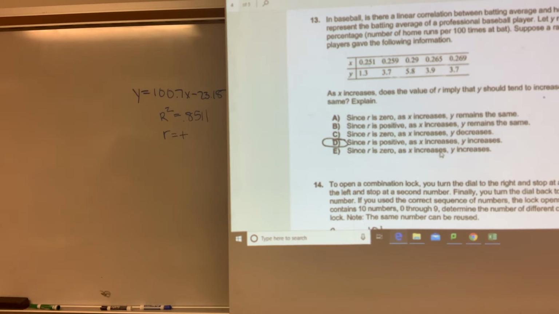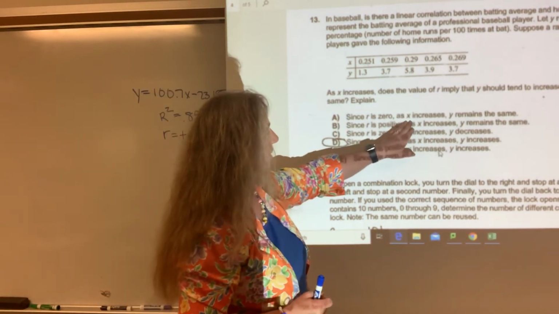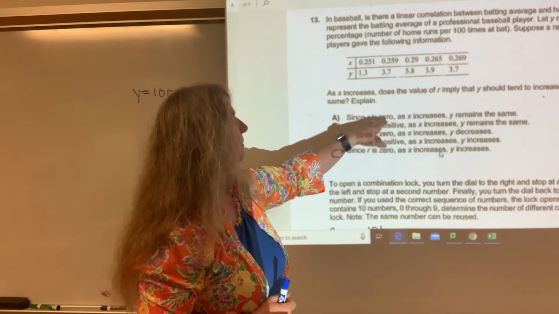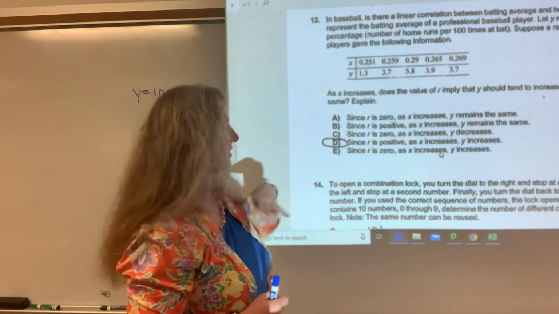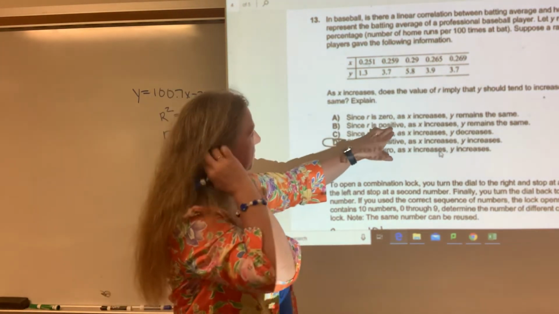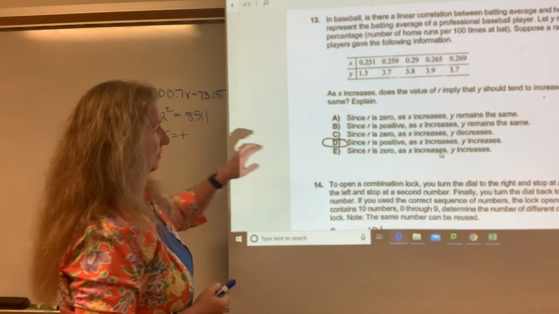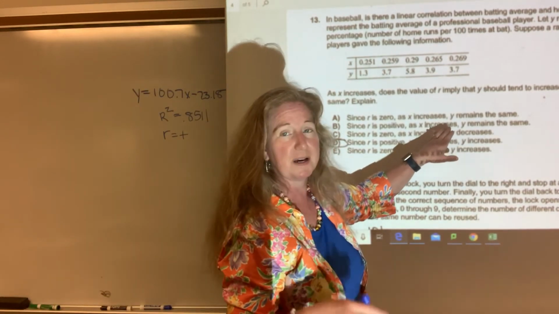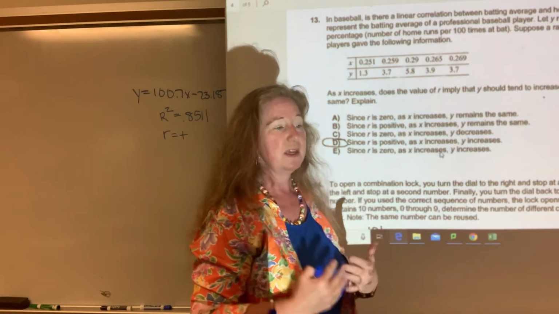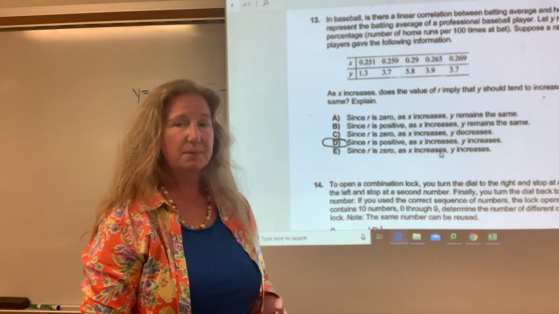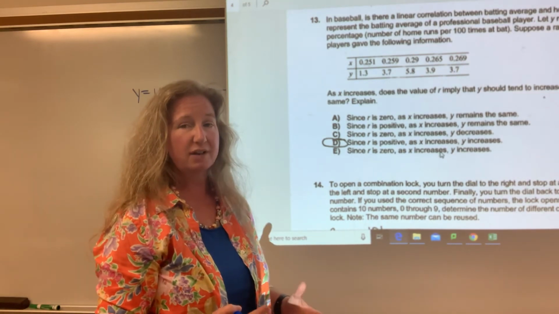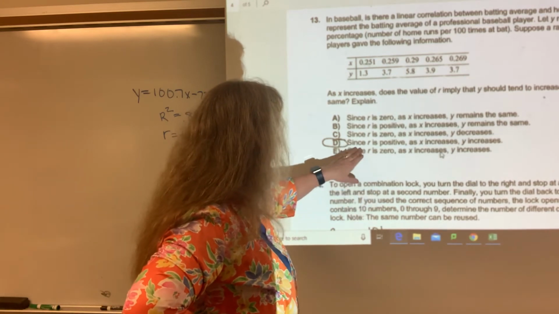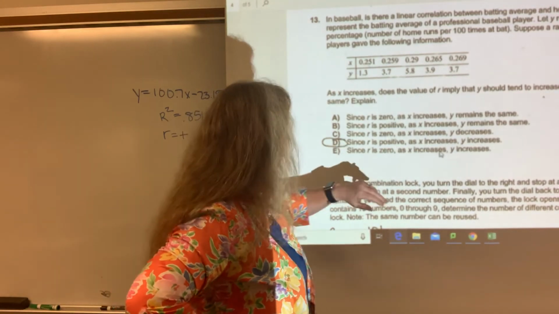So the choices are, since R is 0, as X increases, Y remains the same. Well, that would be true, but that's not what's going on. That's not what we found. Since R is positive, as X increases, Y remains the same. Well, no, that's not what a positive R would mean. That would mean the more I practiced in the batting cage, the better my batting average got, right? So that one doesn't make sense. Since R is 0, well, R is not 0, and this wouldn't be true.